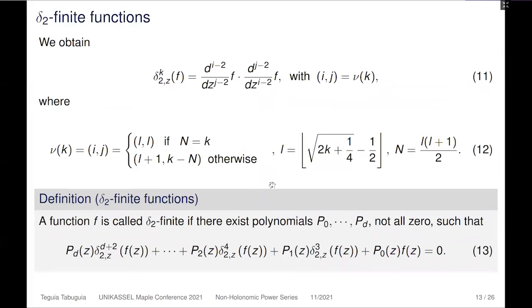A function f is called delta 2 finite if there exist polynomials p0 up to pd, not all zeros, such that this differential equation is satisfied by f. Note that this differential equation can be holonomic, since the delta 2 operator also computes the usual derivatives. Note that we also call this differential equation a delta 2 finite equation, since we talk about the delta 2 operator, or quadratic differential equation. And most of the differential equations we compute are quadratic.